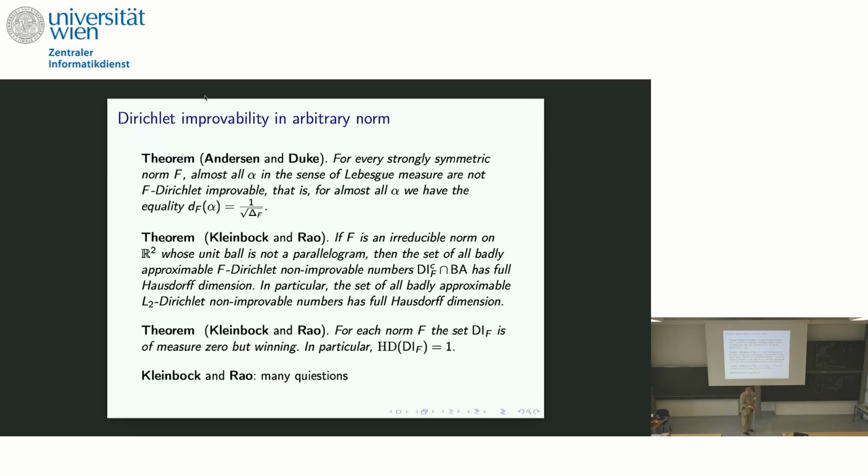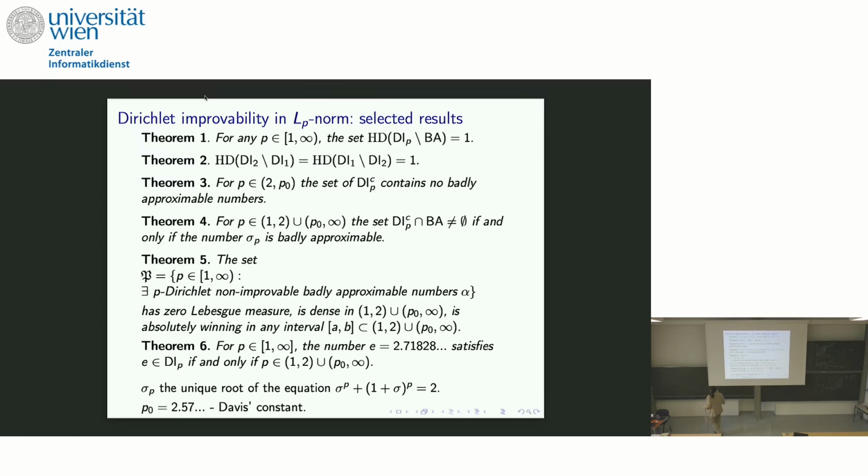In this paper and in his lecture, Kleinbock formulated several open problems related to the description of these metric properties for different norms. In particular, we can answer a lot of these problems. There are several theorems which are corollaries of a general theorem. For instance, always the Hausdorff dimension of Dirichlet improvability, but not B, is equal to 1.